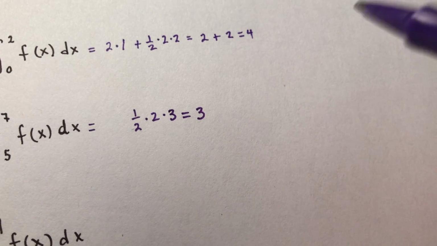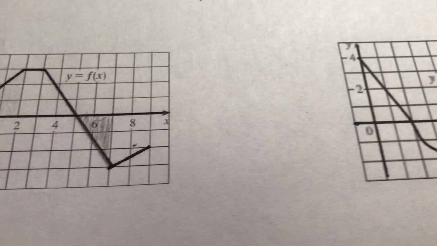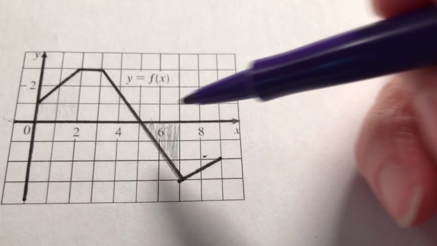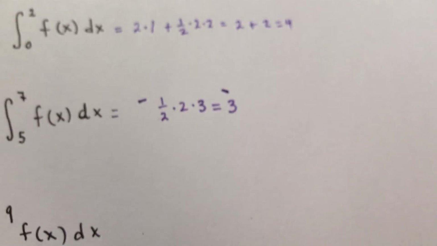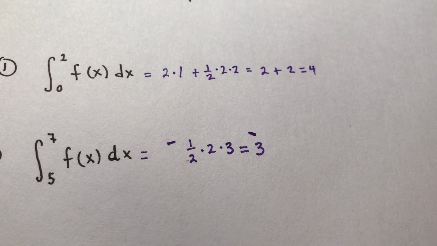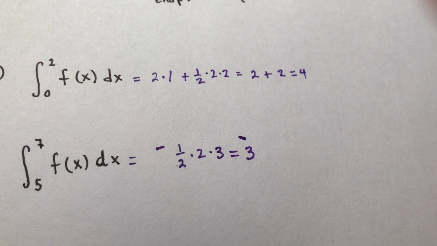There's one thing that happens with integrals. They can be negative if it's under the x-axis. And this is under the x-axis, so this is a negative value. It just indicates that that area is below the x-axis. The one before, everything was above the x-axis, so that was a 4.